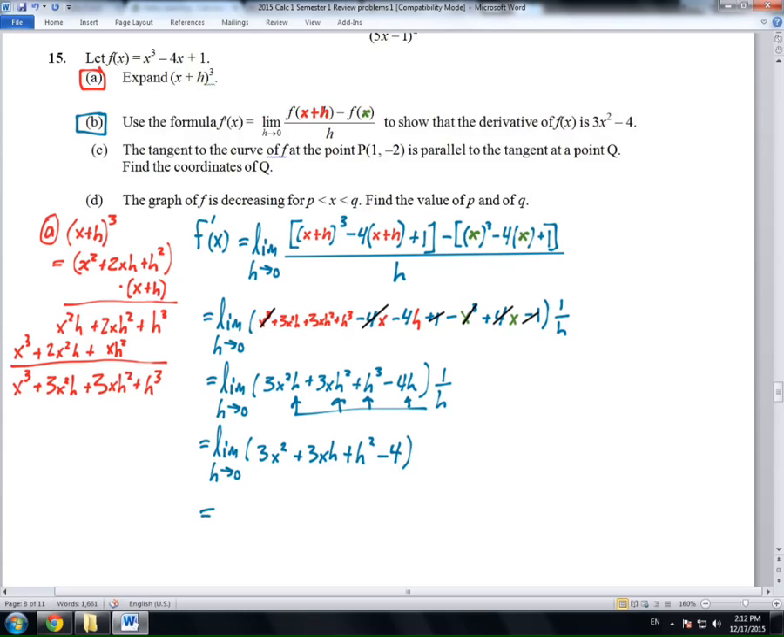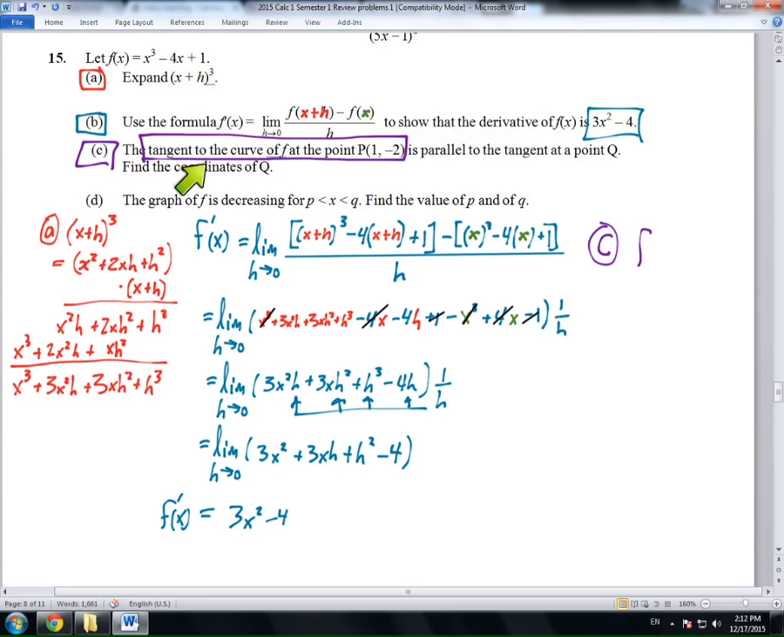And now I got the h out of the denominator. When I let h approach 0, I'm left with 3x squared minus 4. That's what we were asked to show, so that's what we did. We can obviously check that with the power rule, nice little shortcut, but this was a skill question. Now we got some other questions going on.